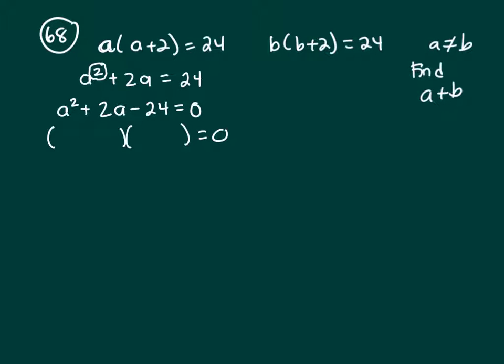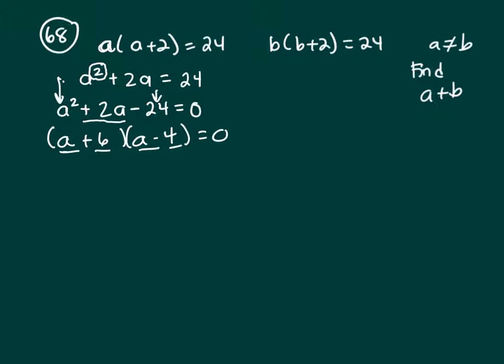Now, what times what will give you this first term, A squared? That would have to be A times A. What times what will give you a negative 24, and those are going to have to add up to 2A? So that's going to be a positive 6 and a negative 4.